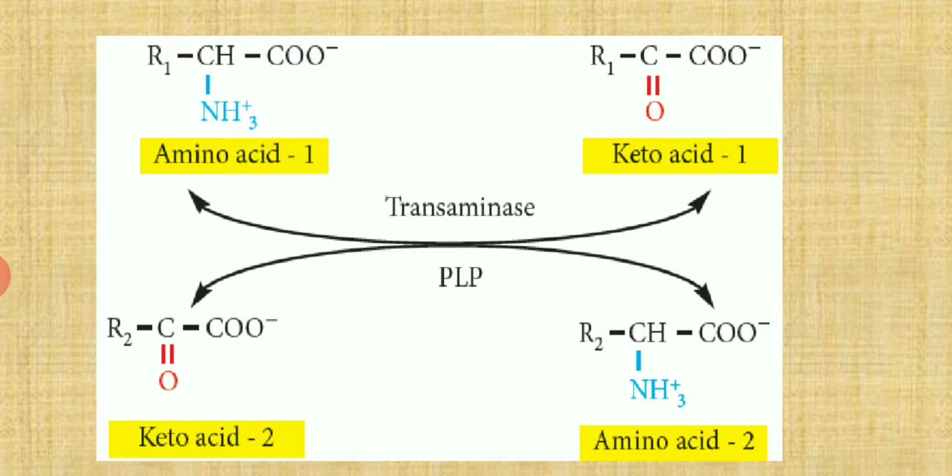This is first phase. In second phase, alpha keto acid 2 binds with pyridoxamine phosphate and forms ketimine, which is changed to aldehyde, which is cleaved to release amino acid 2 and regenerating enzyme linked pyridoxal phosphate. So alpha amino acid 1 is converted into alpha keto acid 1. Pyridoxal phosphate is converted into pyridoxamine phosphate. Then pyridoxamine phosphate combines with alpha keto acid 2 to form alpha amino acid 2 and pyridoxal phosphate.